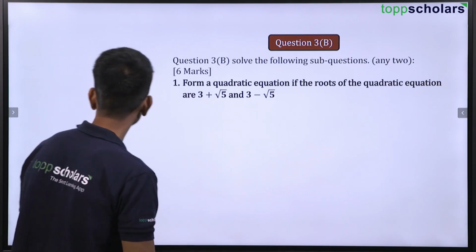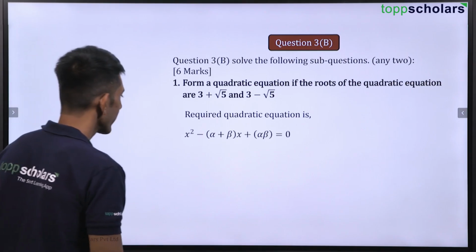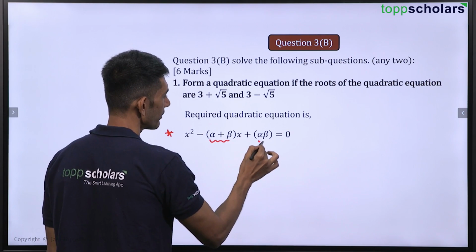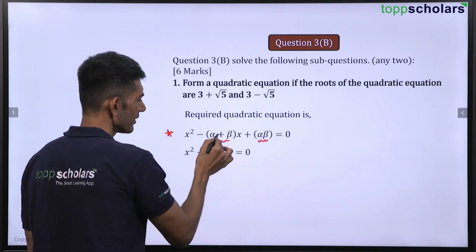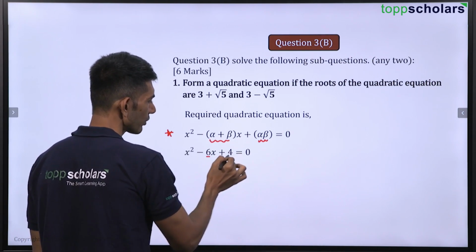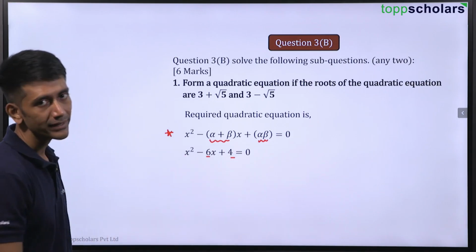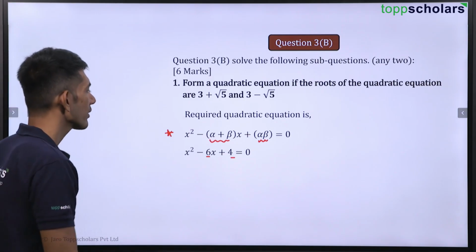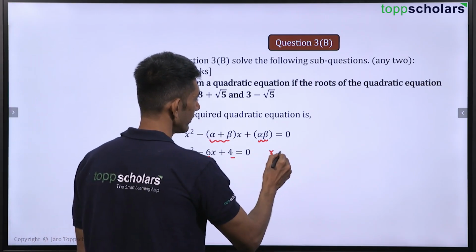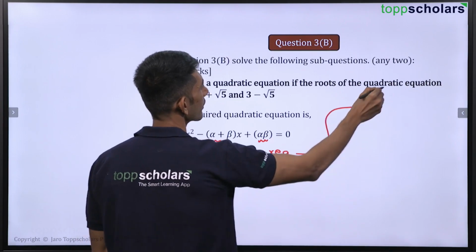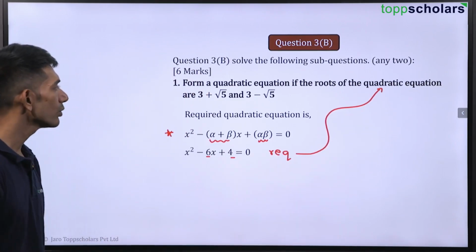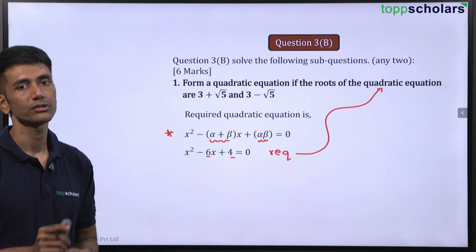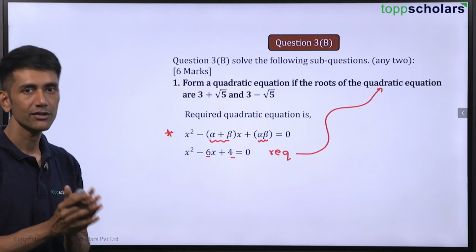Now you know the quadratic formula, right? What is the quadratic formula? It is x square minus alpha plus beta into x plus alpha beta. Put the values. This was 6 and this was 4. That's it. So x square minus 6x plus 4 is equal to 0 is the required quadratic equation, where the roots are given as 3 plus root 5 and 3 minus root 5. So I hope this question is clear to all of you. Very easy and very straightforward.